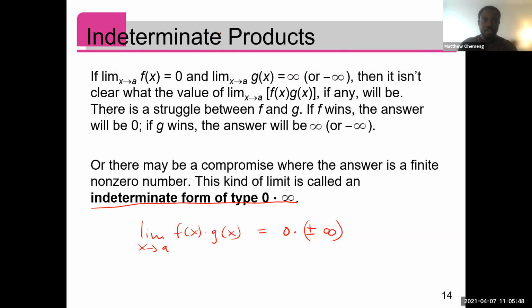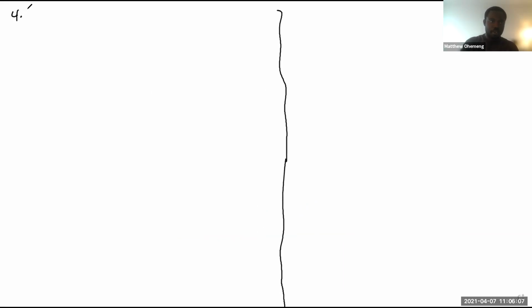To show this, let me go to the whiteboard. I'm sharing the whiteboard now. If you can't see, do let me know. So this is chapter 4.4, and you're looking at indeterminate products. I want to try and explain things here before we look at the PowerPoint.